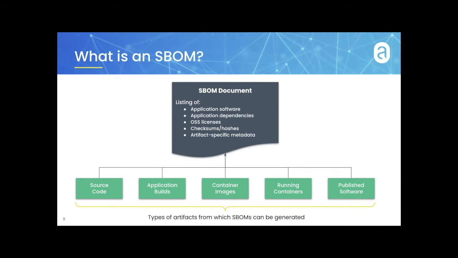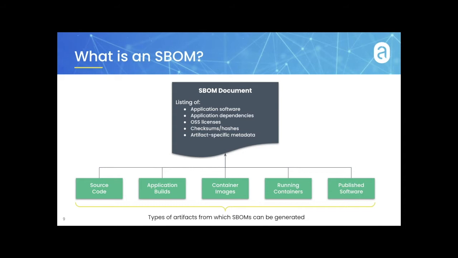SBOMs are documents that can be created against any of the artifacts generated at each of these stages, and they have a lot of information in them that's associated with that artifact. So, for example, on the source code side, the source code is the artifact, and an SBOM can be generated against that artifact and associated with that exact version of source code. In the application build side, we've now got an executable, and there's also an SBOM that can be generated associated with that, and on and on.